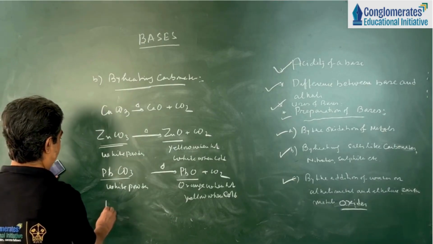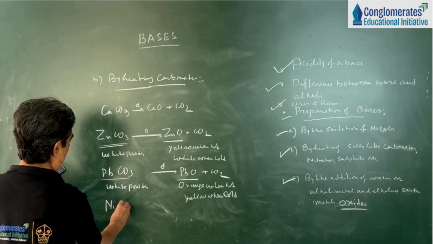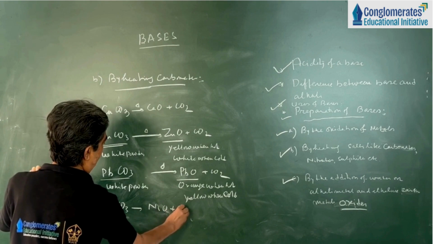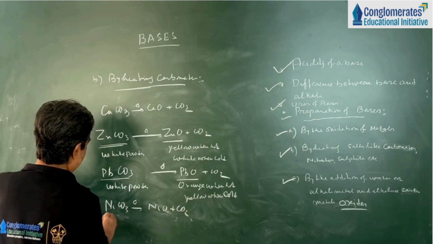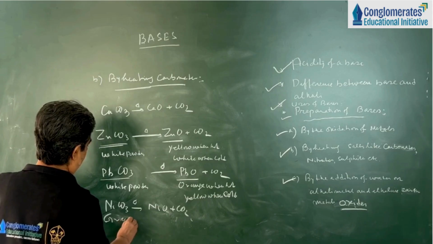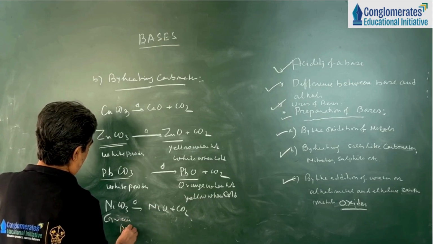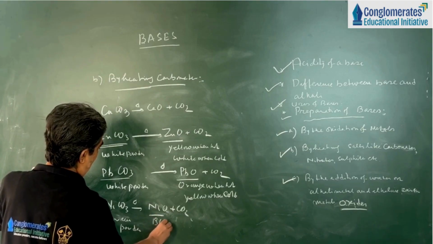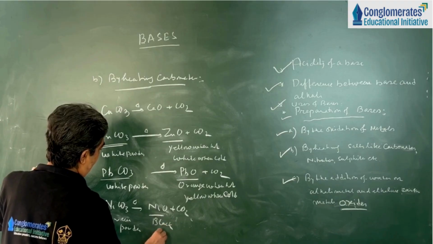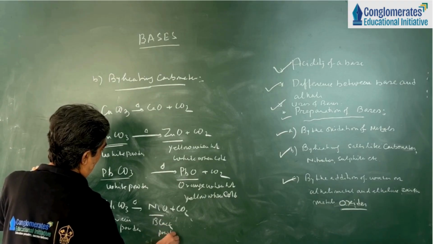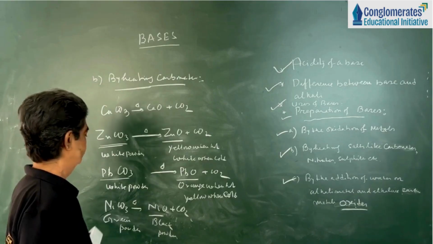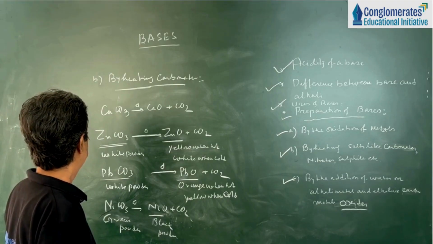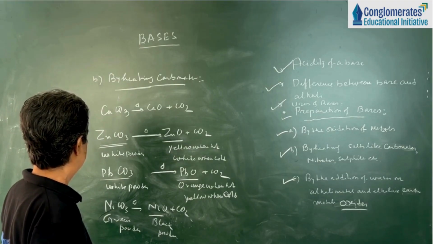Next is nickel carbonate, which gives NiO plus CO2. It is a green powder. Last class I told you green powder, and the oxide is black powder. Now nickel carbonate is a green powder, and nickel oxide is a black powder. Now I have given this type of examples.